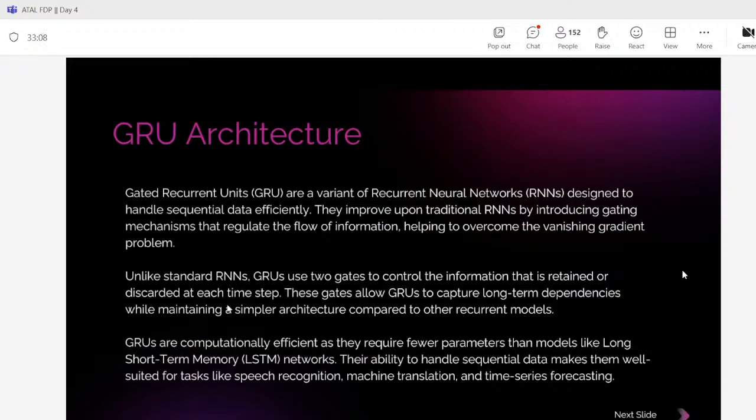GRU architecture. GRUs are a variant of RNNs designed to handle sequential data effectively. They improve upon traditional RNNs by introducing a gating mechanism, as we discussed earlier. Unlike RNNs, they use two gates, and they are capable of capturing long-term dependencies while maintaining a simpler architecture compared to other recurrent models. They are computationally efficient as they require fewer parameters than models like LSTM networks. Their ability to handle sequential data makes them well suited for tasks like speech recognition, machine translation, and time series forecasting.